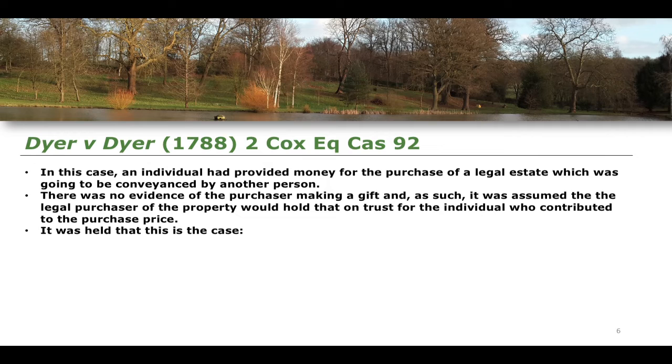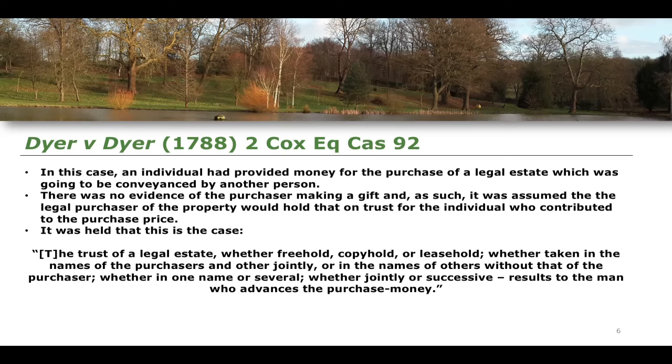So this was argued in the courts, and the courts held that this was the case, that the property was actually held on trust, and that this represented a resulting trust in the property. The courts say that the trust of a legal estate, whether freehold, copyhold, or leasehold, whether taken in the names of the purchasers or other jointly, or in the names of others without that of the purchaser, whether in one name or several, whether jointly or successive, results to the man who advances the purchase money.